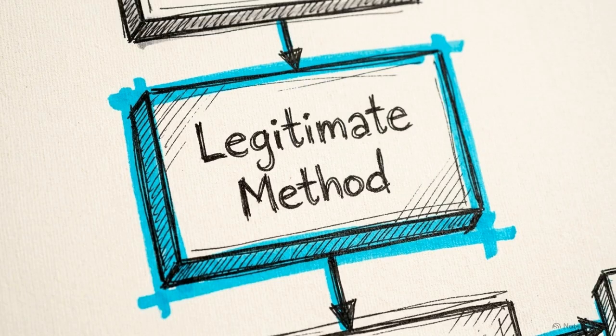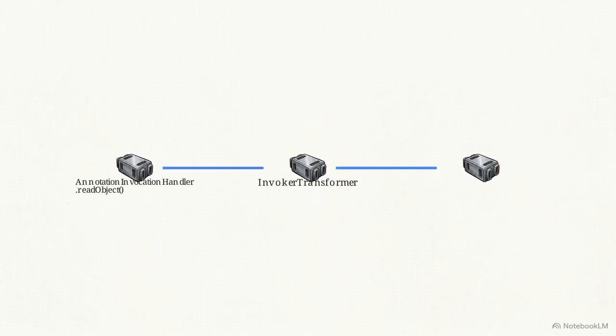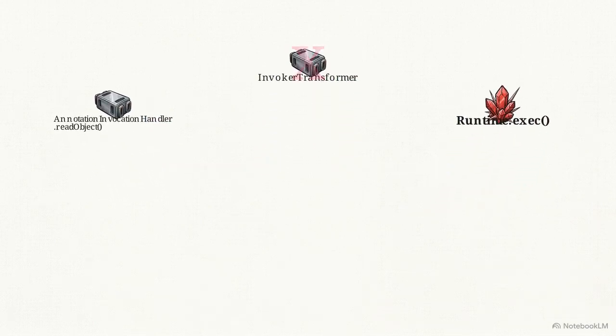A gadget is a pre-existing benign method that currently sits legitimately on the application's classpath. Tools like ysoserial construct payloads by chaining these gadgets together. They route the output of one benign method into the input of another until the application is forced to invoke dangerous functions, like Runtime.exec. By chaining the readObject method of AnnotationInvocationHandler to the reflection capabilities of InvokerTransformer, an attacker achieves arbitrary command execution.